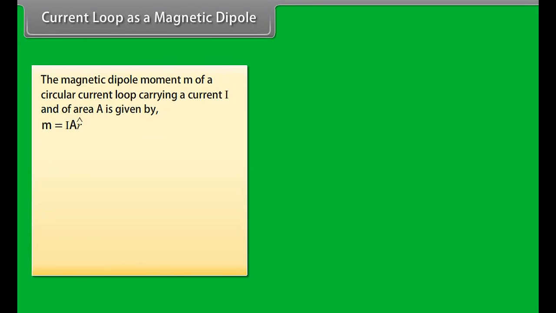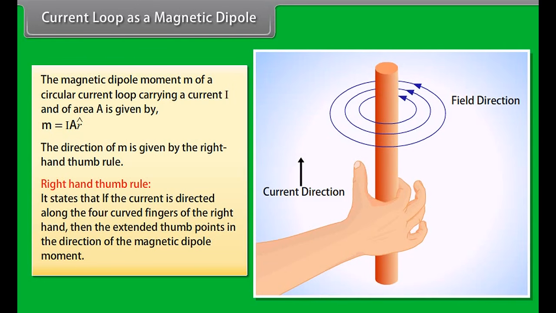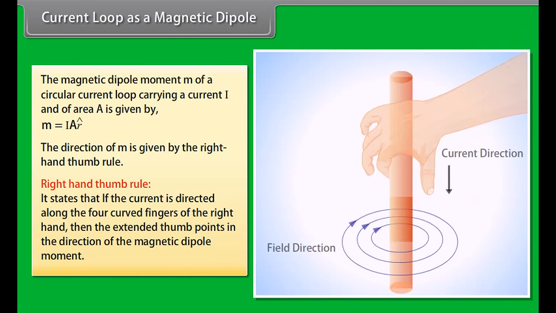Current loop as a magnetic dipole. The magnetic dipole moment m of a circular current loop carrying a current I and of area A is given by m is equal to the product of I and A r cap. The direction of m is given by the right-hand thumb rule. The right-hand thumb rule states that if the current is directed along the four curled fingers of the right hand, then the extended thumb points in the direction of the magnetic dipole moment.